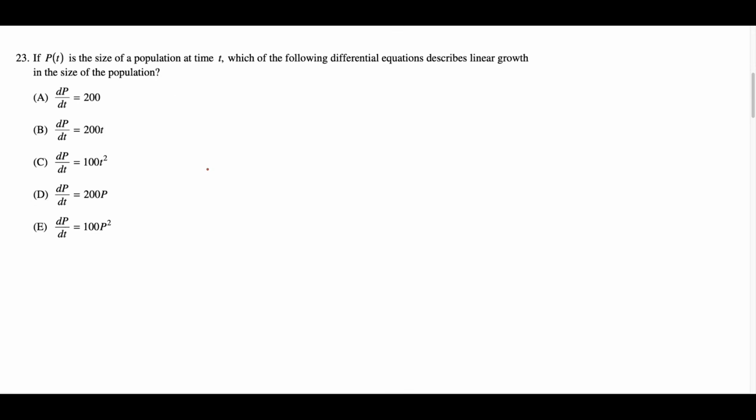Question 23 is another one of those questions that you could answer very, very quickly if you know what they're looking for. So they have P of t is the size of a population at any time t. And we want to know which of the following differential equations describes linear growth in the size of the population. So if we're dealing with linear growth in the size of the population, think about it very carefully. Linear growth has a constant rate of change.